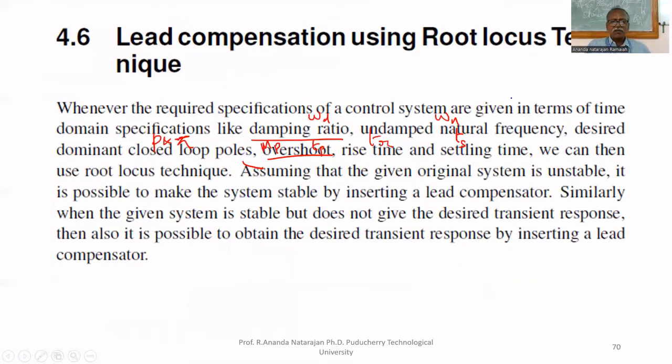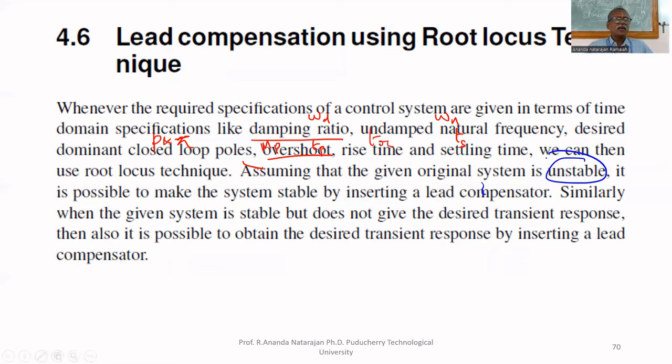That is called lead compensation. For that, they can specify damping ratio, undamped natural frequency, or dominant closed loop poles, or overshoot, rise time, settling time. By telling all this, we can find a subsystem so that the root locus will pass through the desired location of poles. Suppose the original system is unstable. By including a subsystem, we can make the system stable.